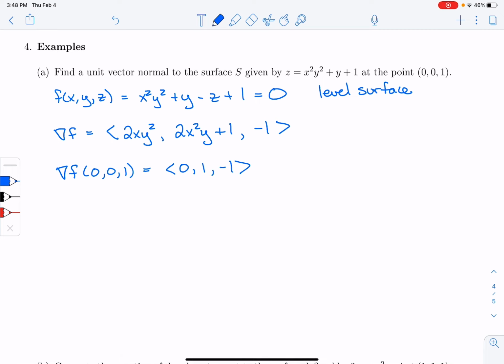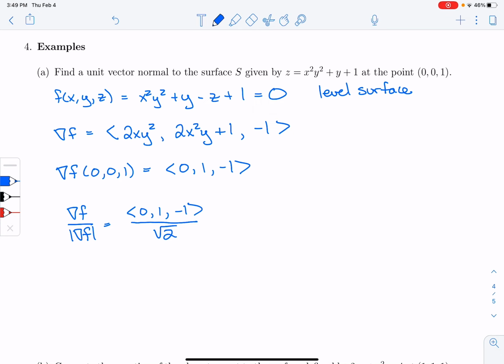So this is a vector that's perpendicular to the surface. So the gradient of f divided by its magnitude in this case is going to be 0, 1, negative 1 divided by the magnitude of that vector, which is the square root of 2. And so now I found a unit vector that is perpendicular to that surface.